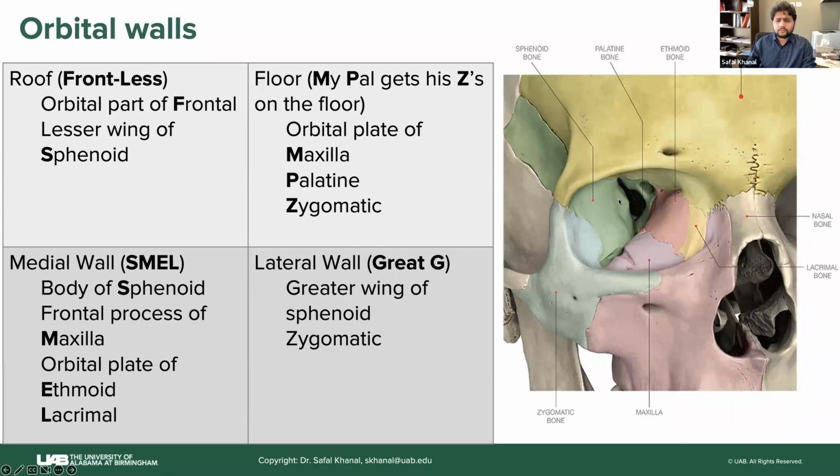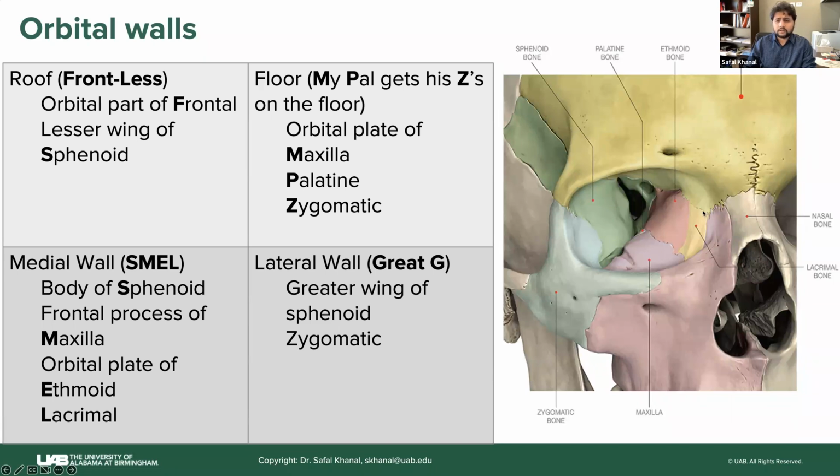If you look at the roof, you have your orbital part of the frontal bone. Frontal bone just as it goes into the orbit, so this is called the orbital part of the frontal bone. You have your lesser wing of the sphenoid here. So the lesser wing of the sphenoid and the orbital part of the frontal bone make up the roof. The floor basically is made up of the orbital part of the maxilla. You have your palatine just inside, and the zygomatic bone. So the 3 bones make up the floor.